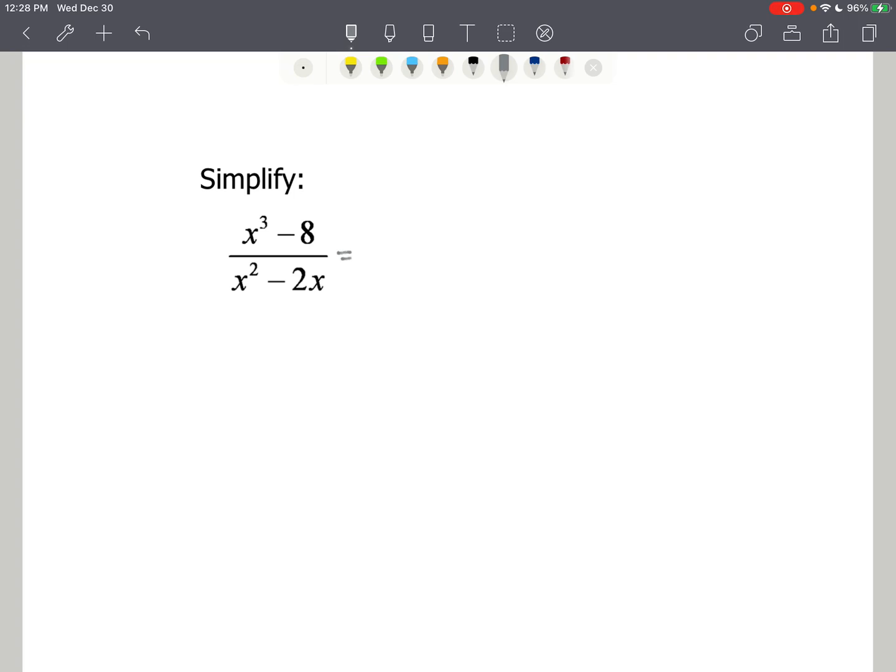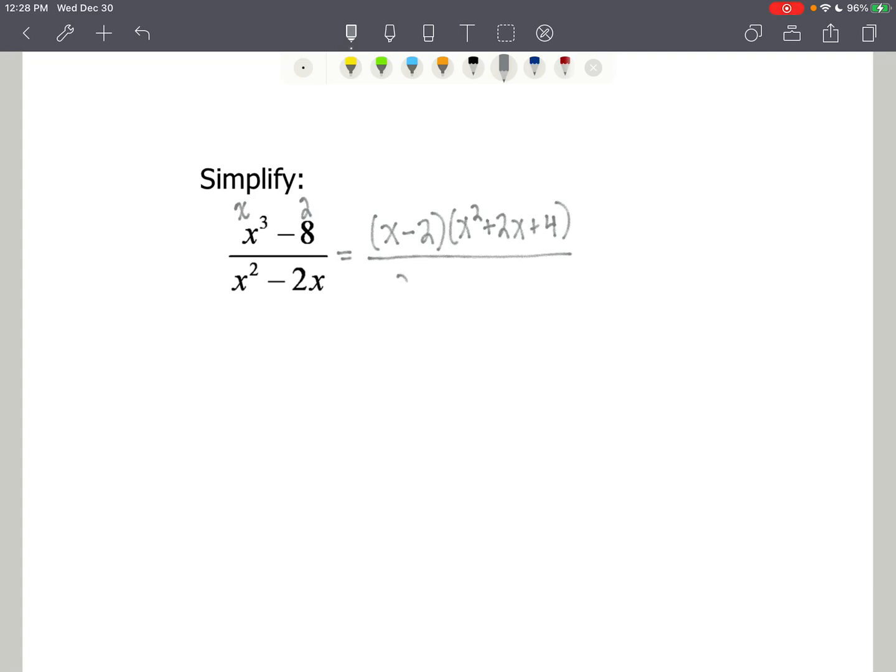Simplify x cubed minus 8 over x squared minus 2x. Now, what I love about this is that the better you are at factoring, the more fun these problems are. X cubed minus 8, that's the difference of 2 cubes. X cubed is a cube of x, and 8 is a cube of 2. So we're going to have x minus 2 times x squared plus 2x plus 4 in the numerator.